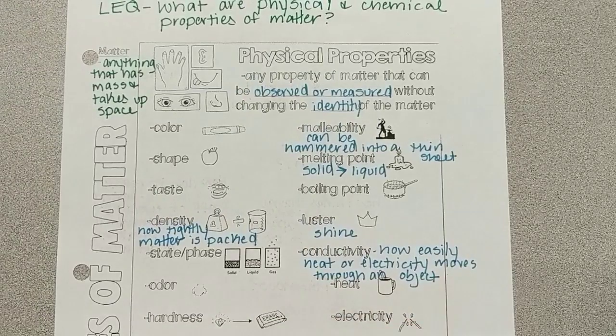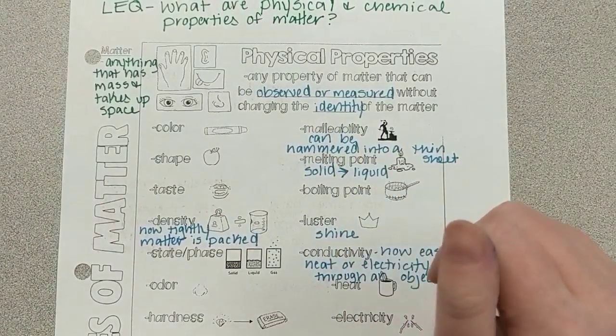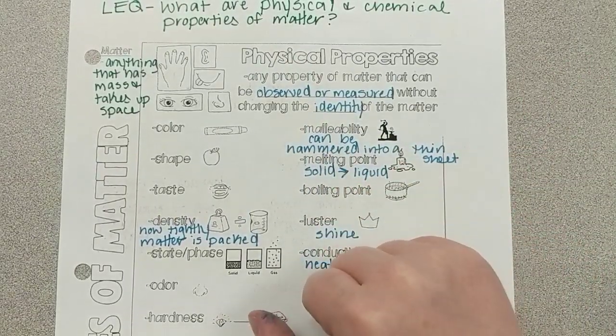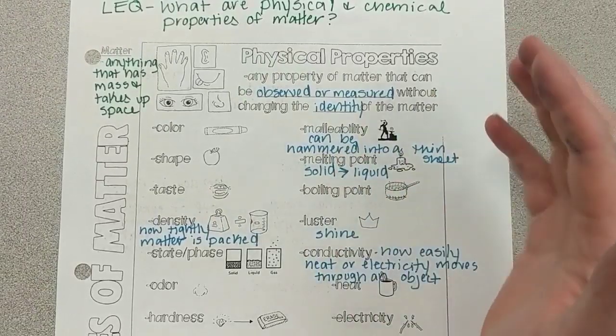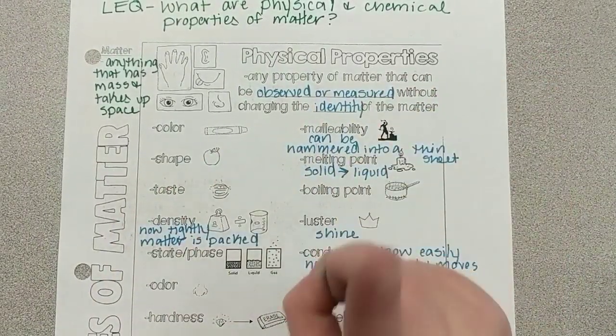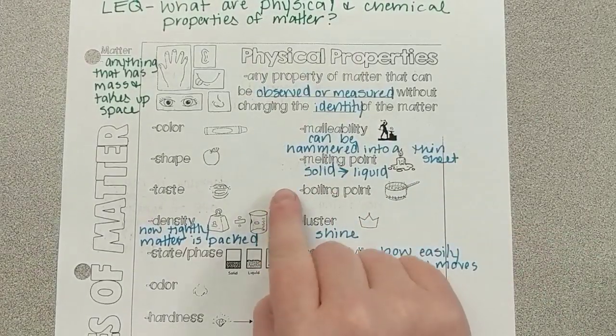All right, let's look at some more properties of matter. Malleability. This is mostly associated with metals. Can it be hammered into a really thin sheet? So a good example of something that's very, very malleable is gold. We can actually hammer gold out to be only 1 atom thick, and it's pretty malleable.